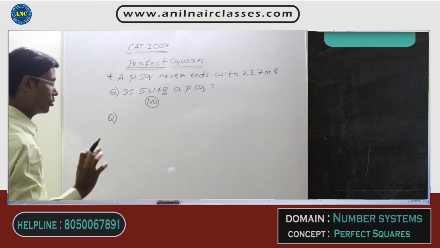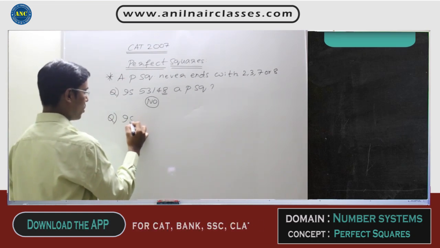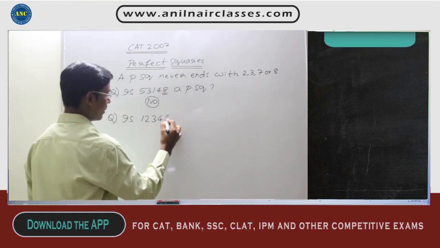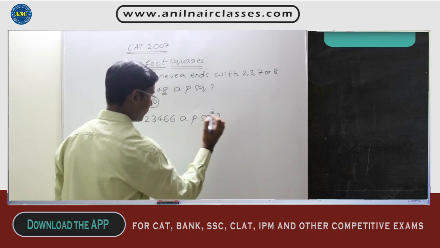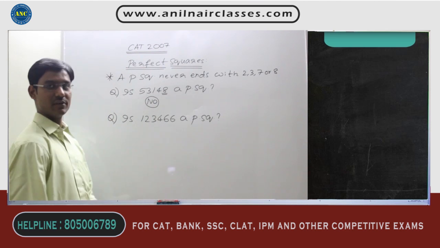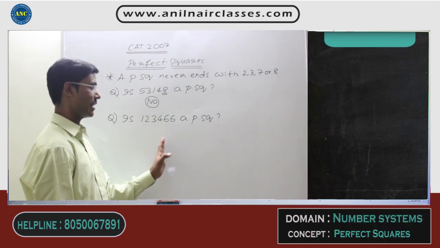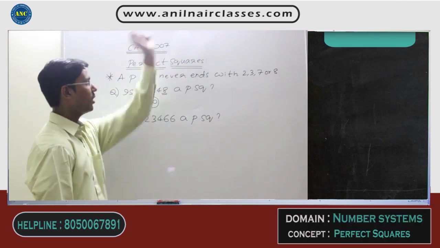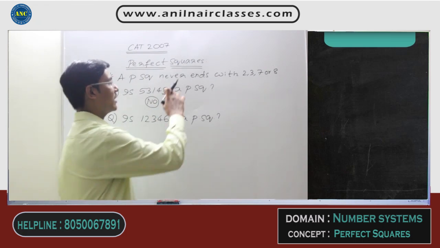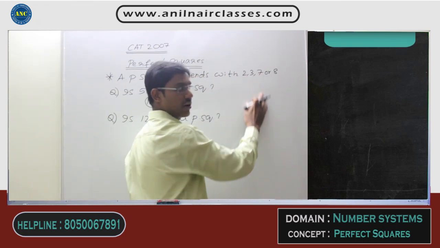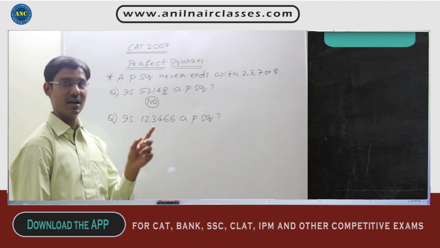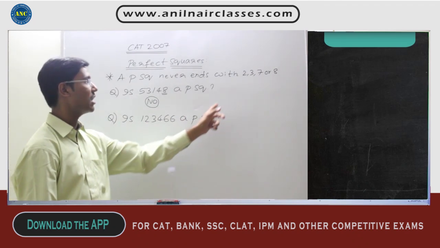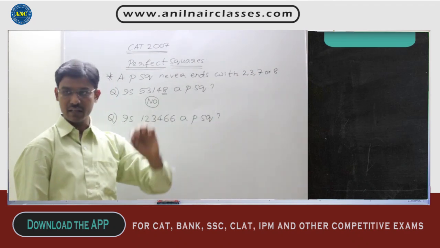Suppose just listen to another question. Is 123466 a perfect square? Right? Is 123466 a perfect square? Now many students will tell the answer as yes, which is an incorrect answer. Why? Because see here, what is my statement? A perfect square will never end with 2, 3, 7 or 8. I did not say that vice versa is also true. What is the vice versa? Any number which is not ending with 2, 3, 7 or 8, it is a perfect square.